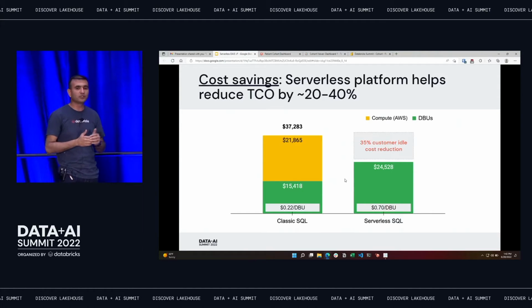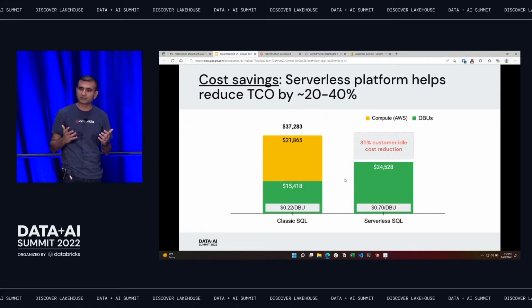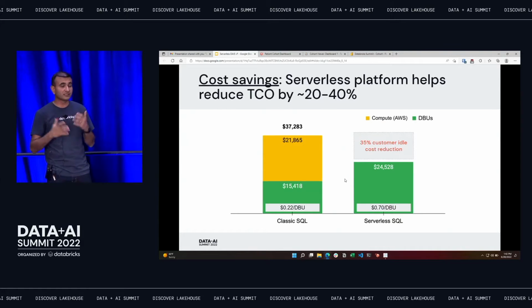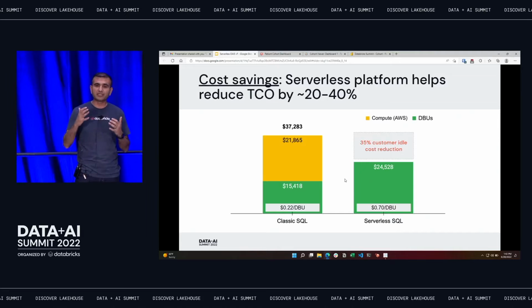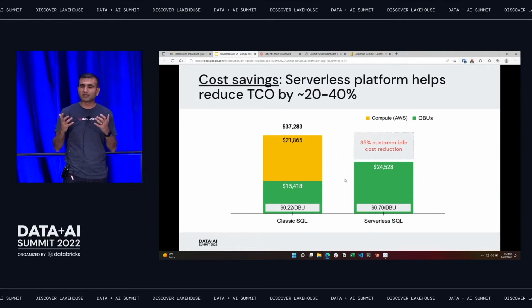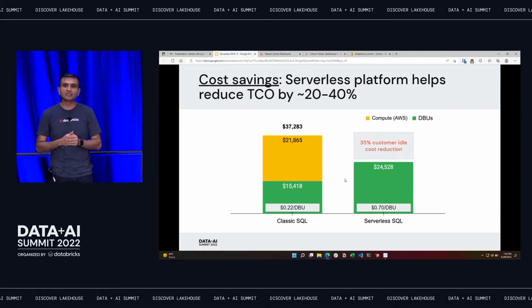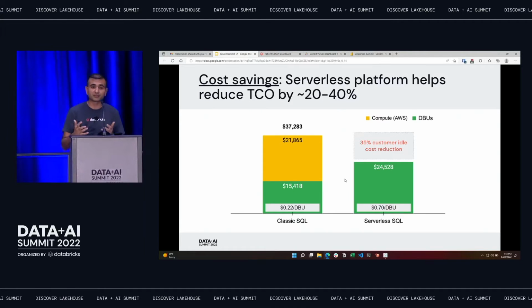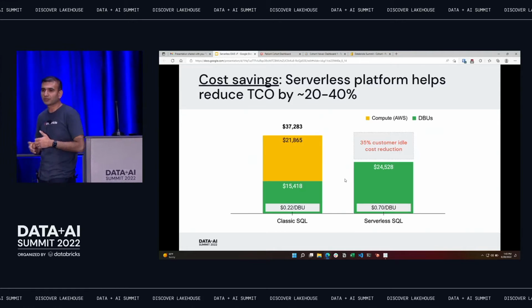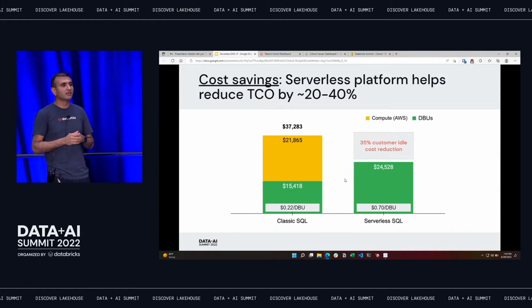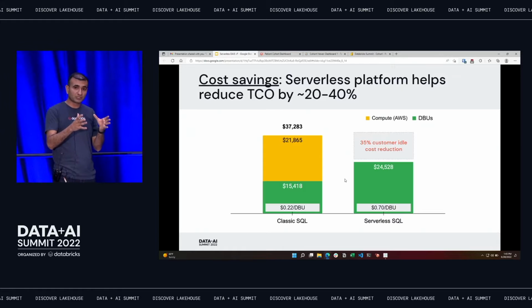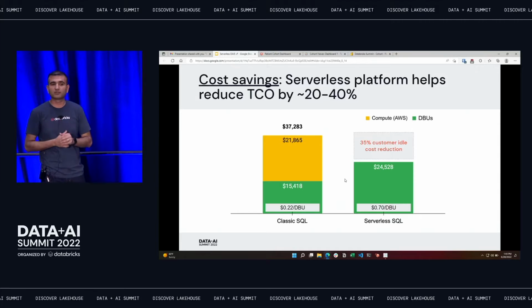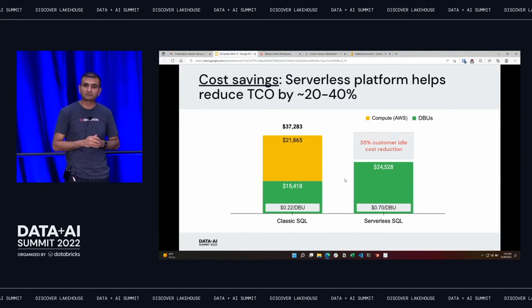In this simulation, what we did is that we looked at one customer who we have been working very closely with since very early days of serverless. Typically, they use medium-sized SQL warehouses. For a single warehouse, it used to cost them around $37,000 to run in a year. This assumes that you are running this warehouse 8 hours a day. What this customer did is that they just moved this one warehouse, one endpoint, from non-serverless to serverless environment, and they saw a 35% reduction in total cost of ownership.